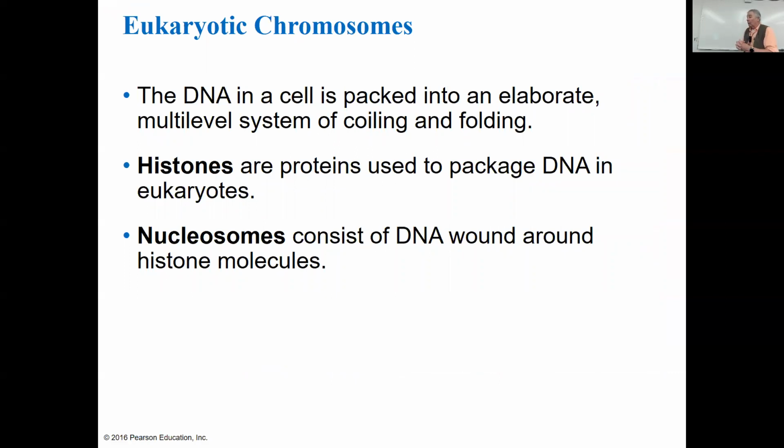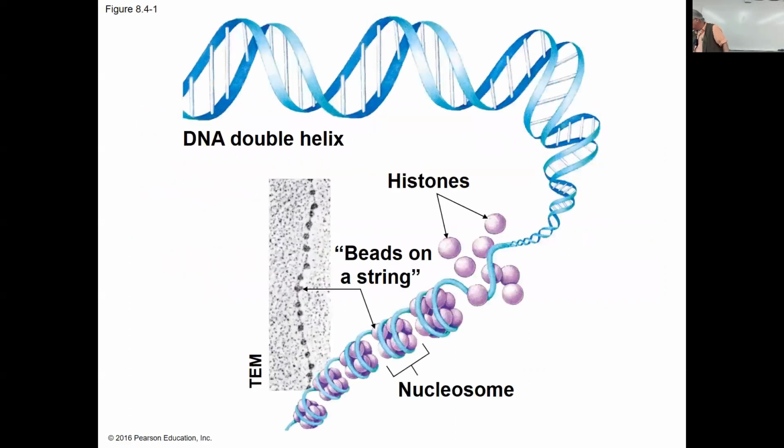Okay, so remember, histones are proteins used to package DNA in eukaryotes, and nucleosomes consist of DNA wrapped around these histone molecules. There's a DNA double helix. Here are the histones, and you have 8 of them, and you have 2 wraps of the DNA around these 8 histones like beads on a string, and that thing is called a nucleosome. Each group of the 8 histones and the 2 turns of the DNA is a nucleosome.